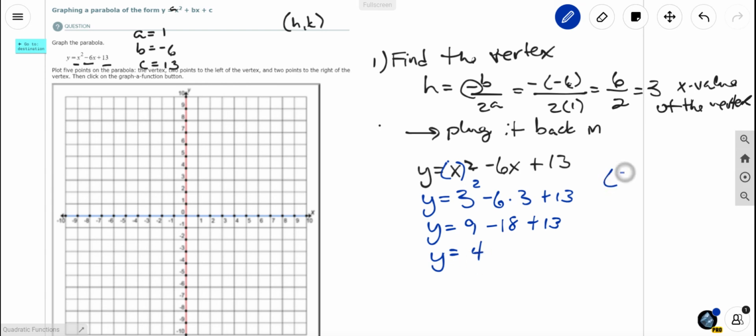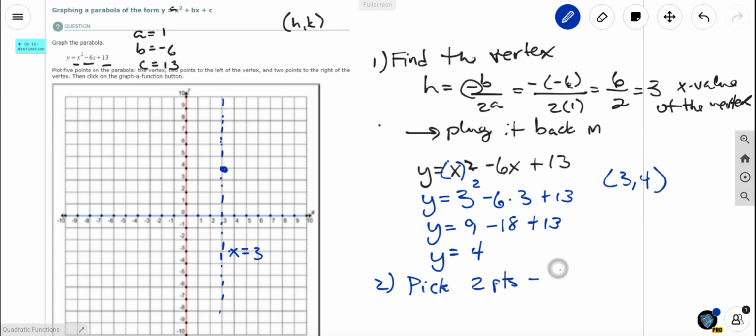So your vertex is 3, 4. And you graph it. 1, 2, 3, 1, 2, 3, 4. Draw your axis of symmetry so you have the idea of what it is. You can make a good habit of labeling your axis of symmetry. This parabola is going to go up, so I'm going to label it on the bottom. It's x equals 3. All right, and then we're going to pick 2 points. It's the same thing.